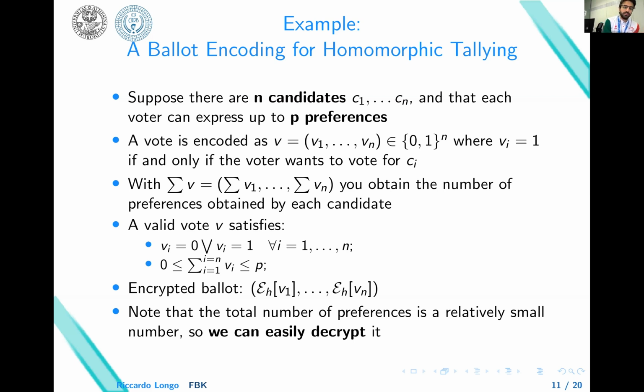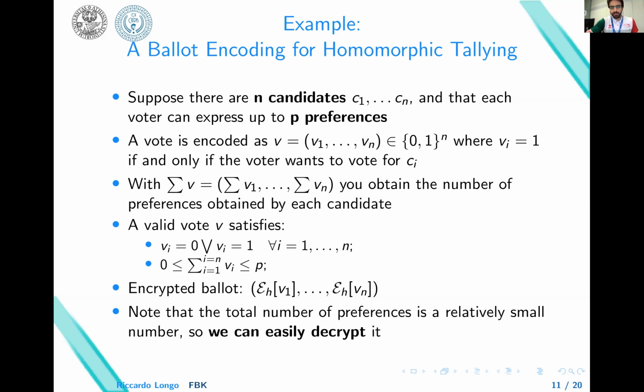Then we want to check that the voter does not express more than p preferences. This is easy. Once we know that the Vi are either 0 or 1, we can just sum them and check that the result is between 0 and p. So if we are able to perform these two checks, then we have that the vote is valid. To encrypt the ballot, we simply encrypt each of the Vi.